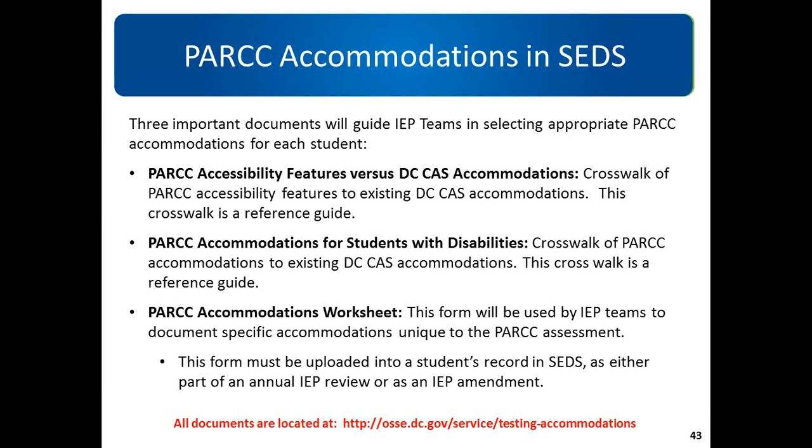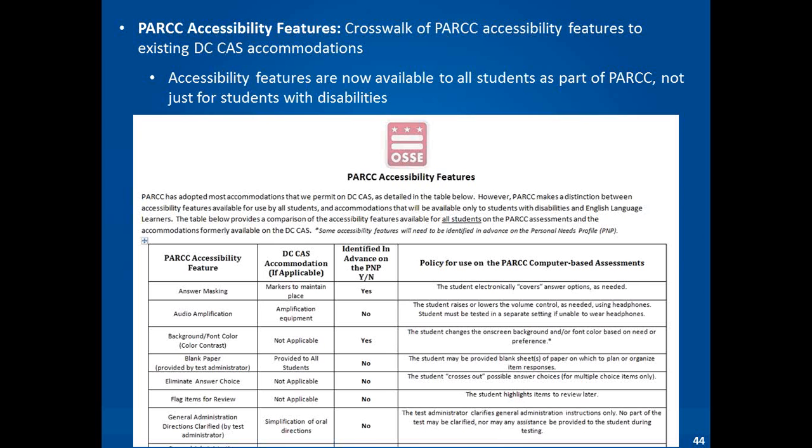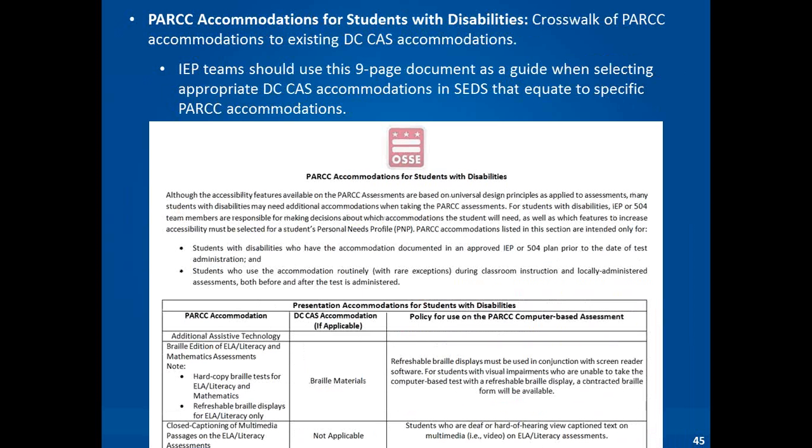So this worksheet, I'm just showing you the first page. The worksheet is actually much longer than this first page. This is just a snapshot. The second worksheet is for accommodations for students with disabilities. These are still considered accommodations, and so you're going to choose on DC CAS the equivalent of the PARCC here. And again, this is just the first page of the worksheet.